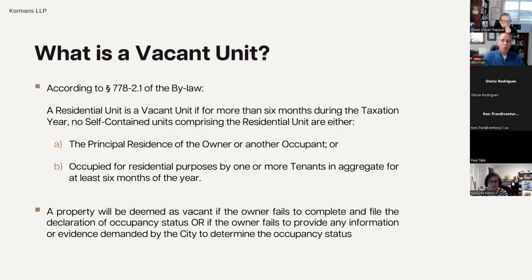Now, a property will be deemed by the city to be vacant if the owner doesn't file the declaration of the occupancy status. If they just don't do it, or they don't provide the backup information that's required as part of the evidence for the city to verify what the occupancy status is. And I'll get into that a little bit more, because in addition to filing a declaration, you also have to have the backup. In certain cases, you have to submit the backup right then with the declaration. In other cases, you just have to have it available so that if you get audited, you can produce your evidence that what you're telling them in your declaration is true, because some of these will be audited and they'll go after you on that basis. So just keep that in mind.